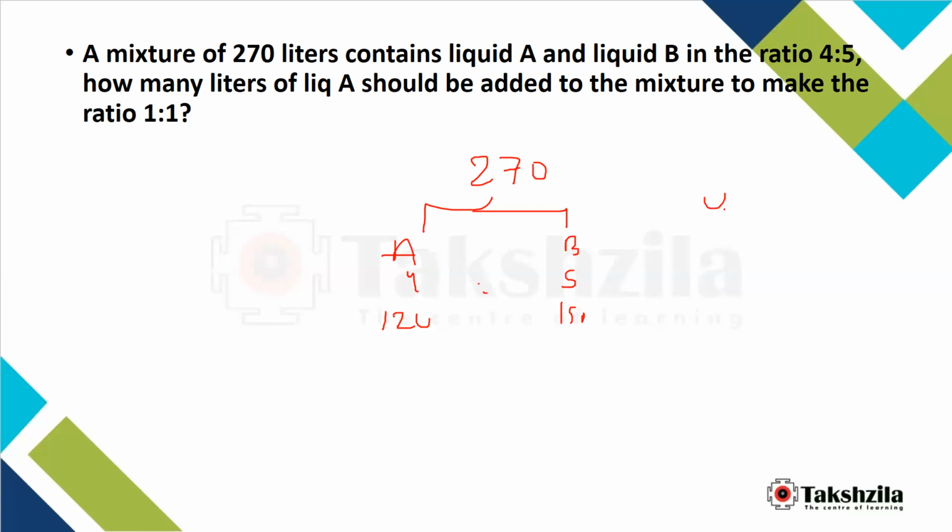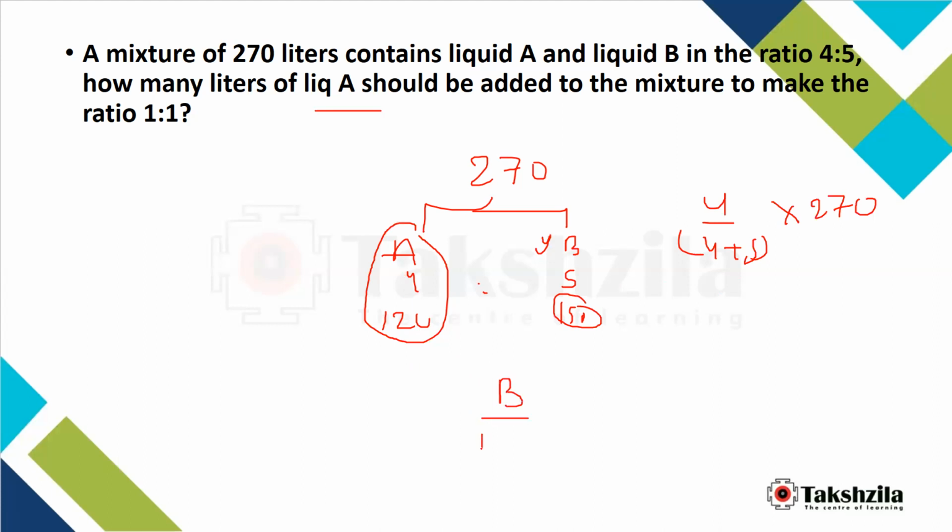Or by equation you can do it like 4 by 4 plus 5 into 270. This is how this came, and 5 by 5 plus 4. Now the question is how many liters of liquid A should be added to the mixture to make the ratio 1:1? A is being added, so we'll work on the quantity which is not altered. So B is 150. Now after liquid A is added, what will be the ratio? B upon, say the mixture is M.